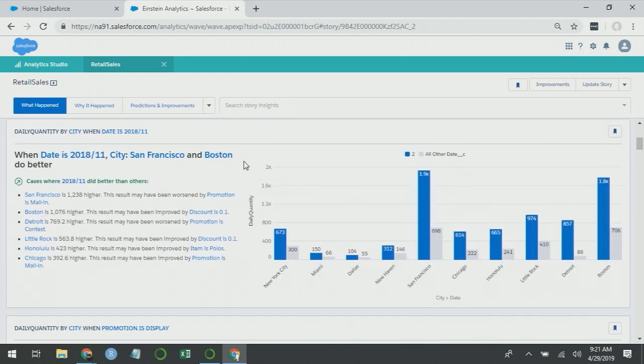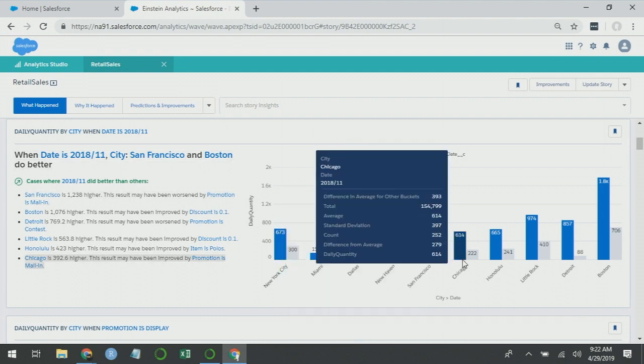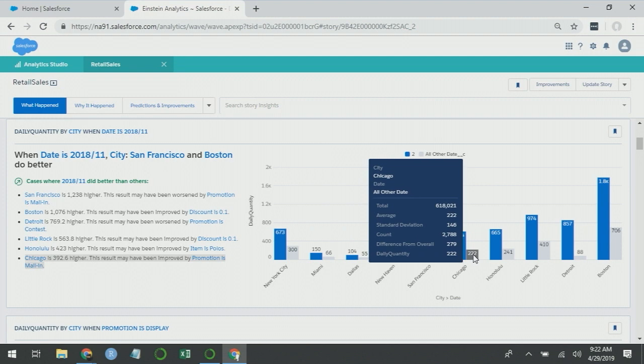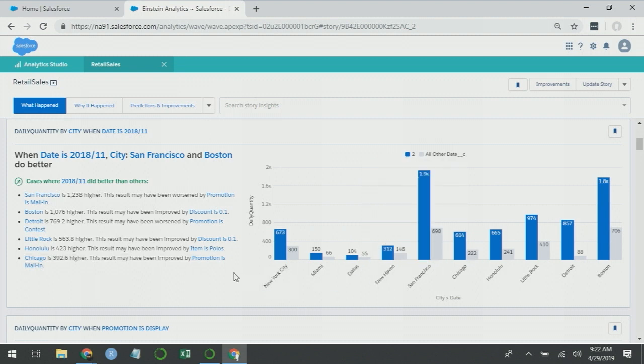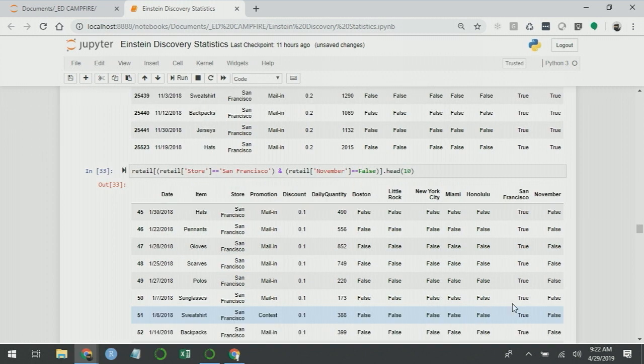If we scroll down to the next chart, we see when date is 2018/11, or November, city is San Francisco and Boston do better. These are called drill-down charts, or two-variable bar charts. In this chart, all of the left bars represent the month of November for the respective city, and all of the right bars represent all other dates. Hypothesis testing works pretty much the same here. So we have our data set. We're calling out November for part of it, and then we're calling out everything that isn't November for its comparison.